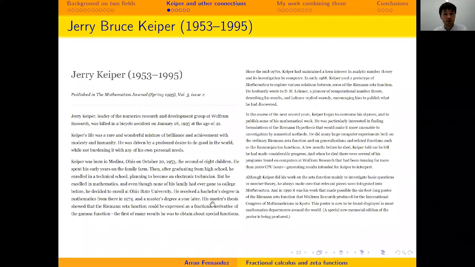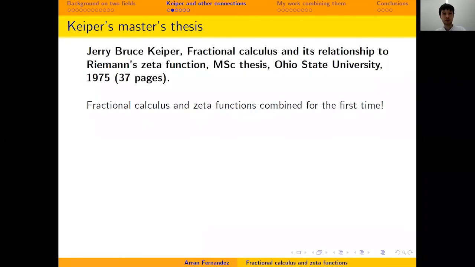But what I want to focus on is his master's thesis, which is also mentioned here, his master's degree in 1975, where he showed that the Riemann zeta function could be expressed as a fractional derivative of the gamma function. So this was the first time that you see zeta functions and fractional calculus brought together. Here we have Riemann zeta and fractional in the same sentence. And this man, Cuyper, in 1975, was the first person to make this connection. This was his master's thesis, Ohio State University, 1975: fractional calculus and its relationship to the Riemann zeta function.